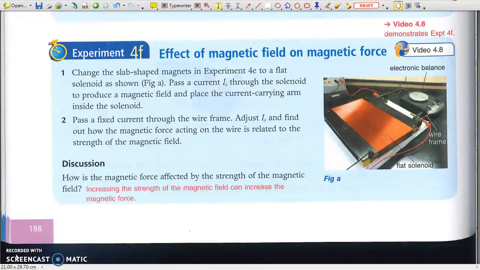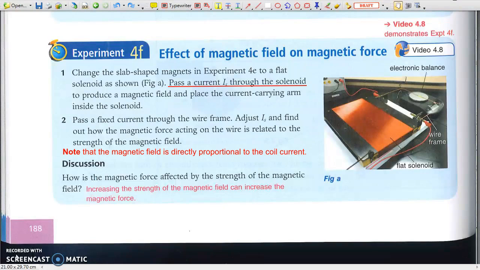Experiment 4F. Effect of magnetic field on magnetic force. In order to investigate the effect of magnetic field on magnetic force, an electromagnet is used. In this case, a current I passes through the solenoid. The magnetic field produced by the solenoid is used. To find out how the magnetic force may be changed, note that the magnetic field produced by a solenoid is directly proportional to the solenoid current.